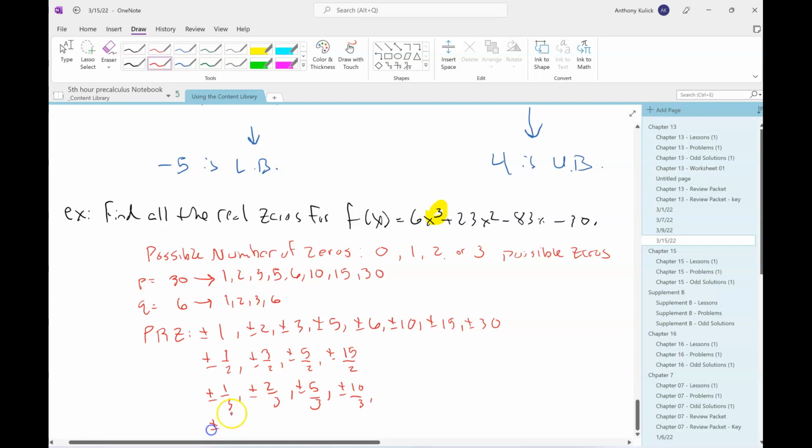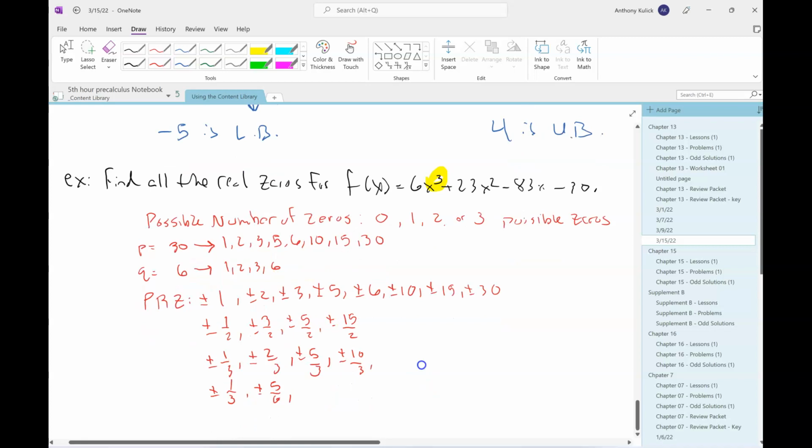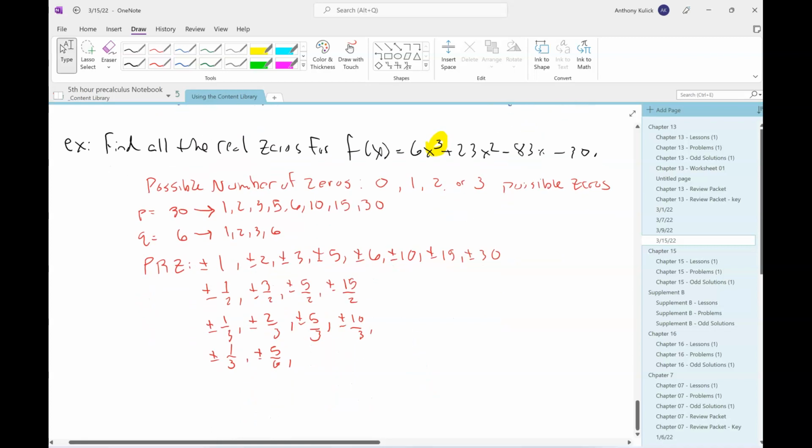And then, so I'm skipping 2 over 6. I already have that. Skipping 3 over 6. I have to have 5 over 6. Skipping 6 over 6. Skipping 10 over 6. Skipping 15 over 6, skipping 30 over 6. Those are already done. Okay.